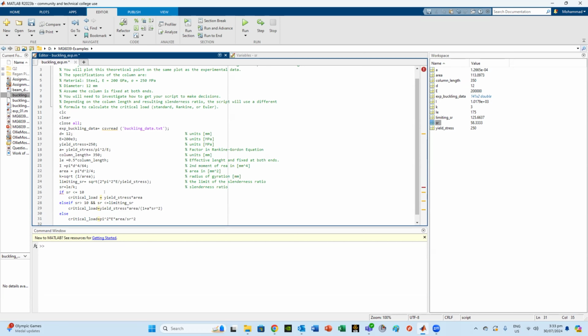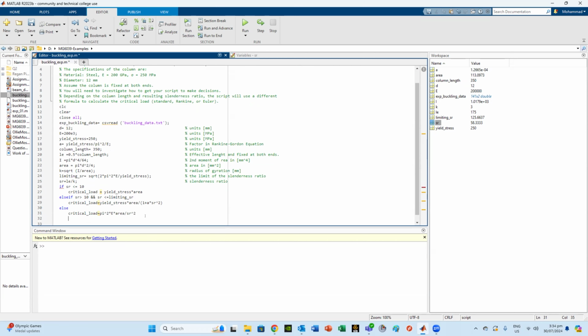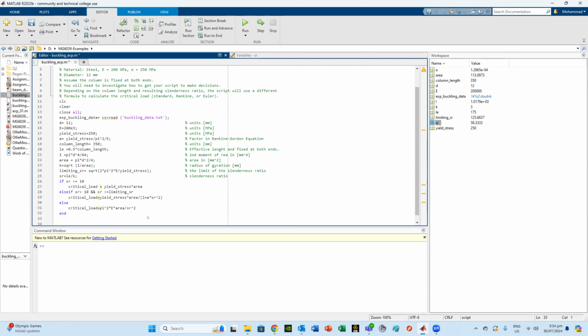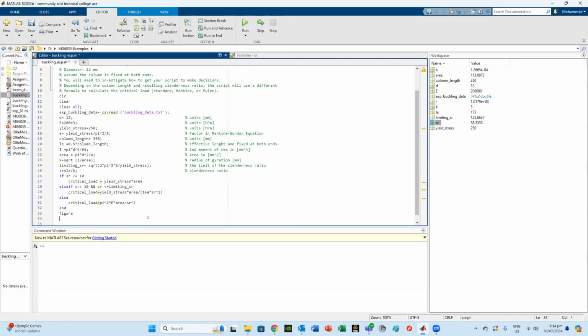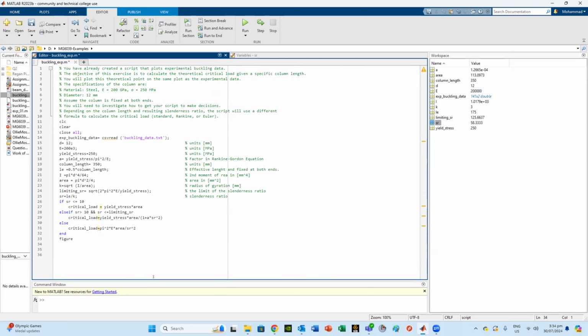So that is the slenderness ratio, and you go through it. That statement to finish, we call it the end of that if statement. And then after that, we start a figure to plot the relationship between them. Just with this figure, and then from the figure, we could plot.